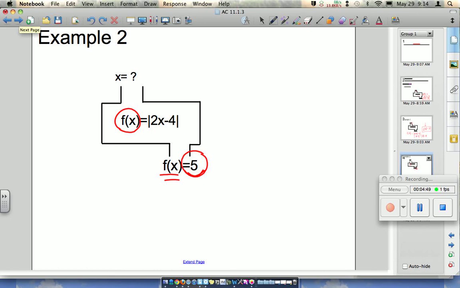I want the function to be 5. I want the result to be 5. I don't know what x is. So my question is really asking 5 equals the absolute value of 2x minus 4. And I have to solve that equation.